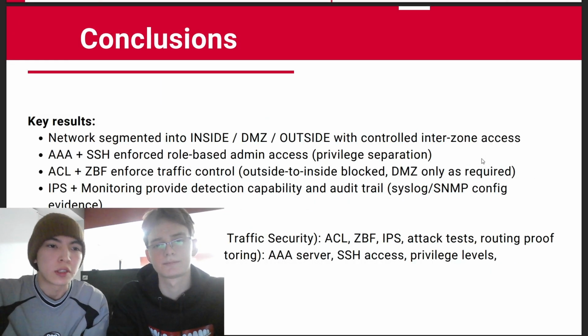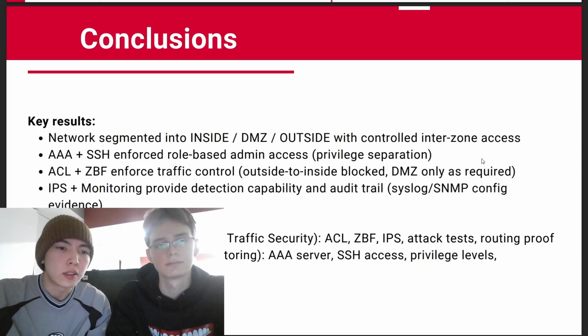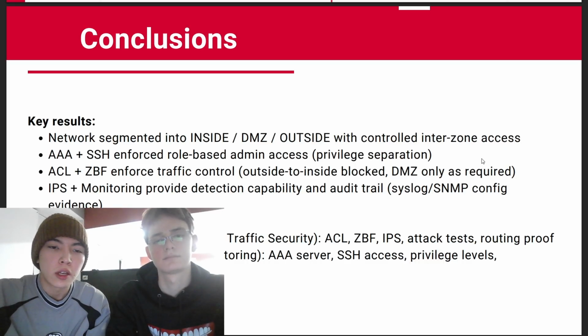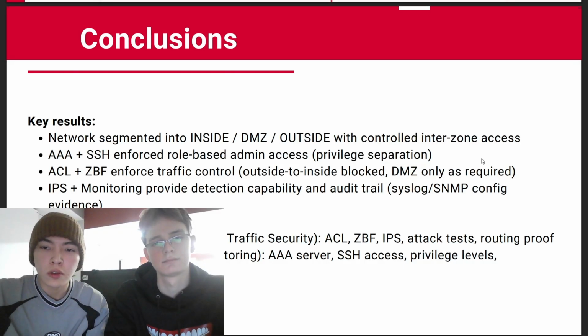In conclusions, key results. First, network segmented into inside, DMZ, outside with controlled inter-zone access. Then AAA plus SSH enforced role-based admin access and privilege separation. ACL plus ZBF enforced traffic control: outside to inside blocked, DMZ only as required. IPS plus monitoring provide detection capability and audit trail: Syslog, SNMP, config evidence.